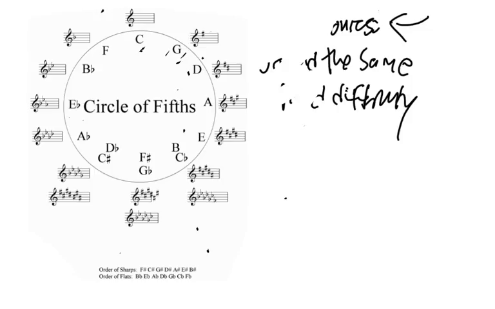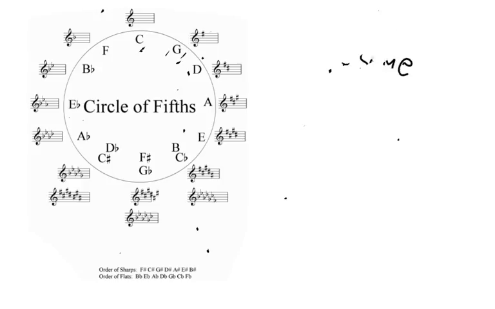So earlier I said the first sharp is always F sharp, the second sharp is always C sharp, the first flat is always B flat, the second flat is always E flat, and this remains true. If you look at the bottom here, you'll see our exact order of sharps and our exact order of flats. So the first sharp, there it is, F sharp, and then the second sharp, C sharp, G sharp, D sharp, A sharp, E sharp, B sharp.